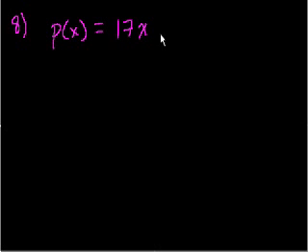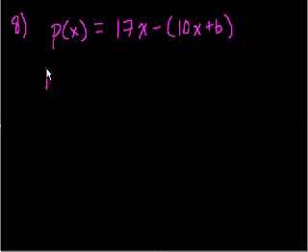17X minus 10X plus B, where B is a constant. If 300 units were produced and sold yesterday for a profit of $1,900, what is the value of B?